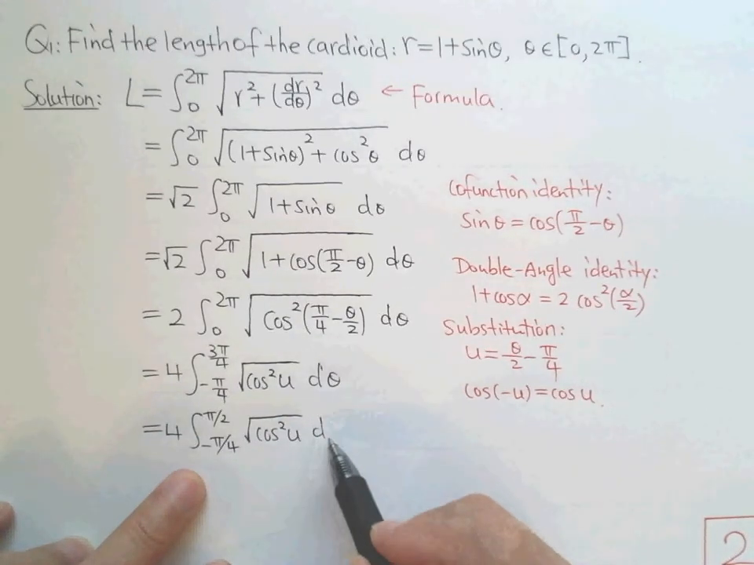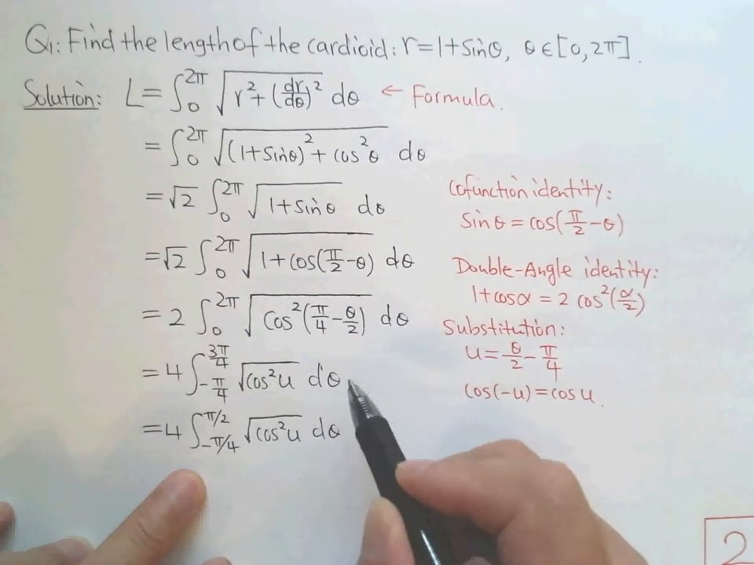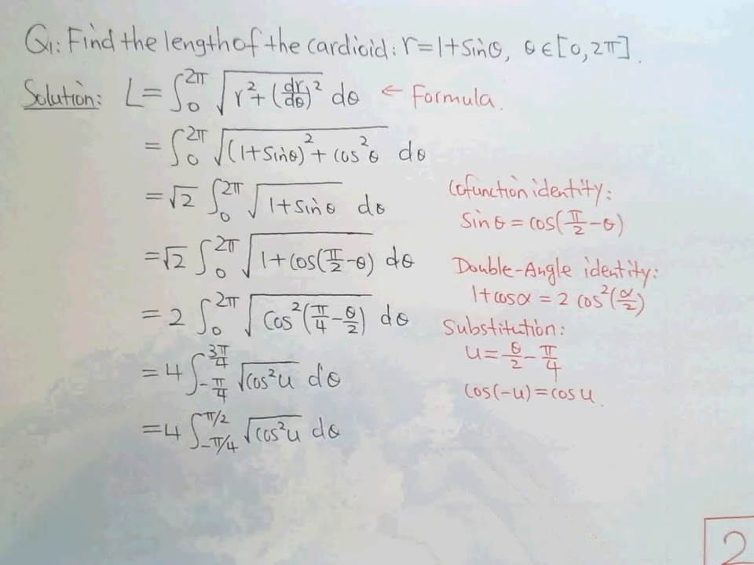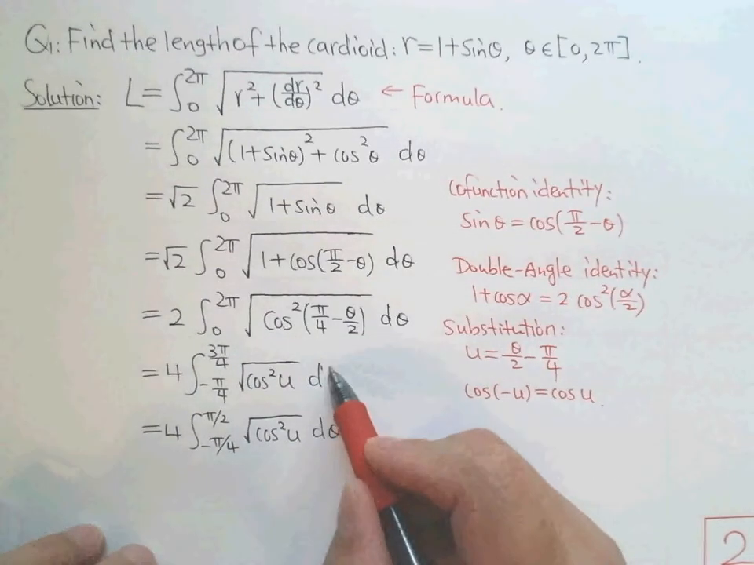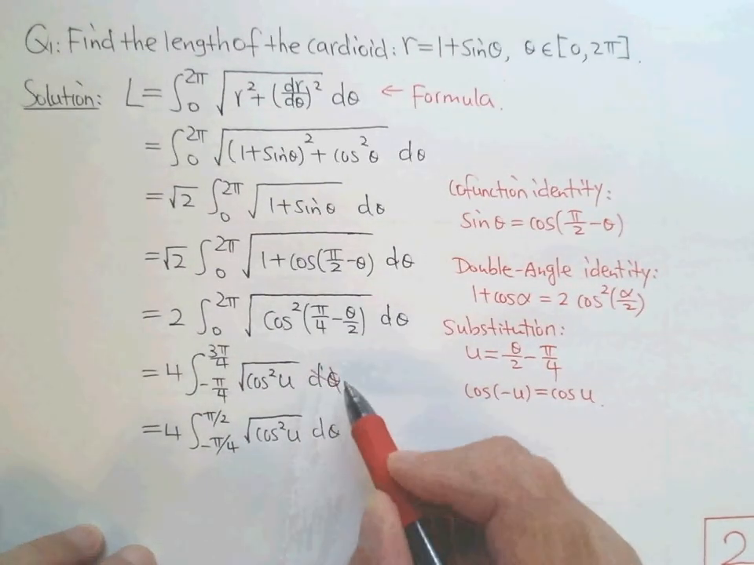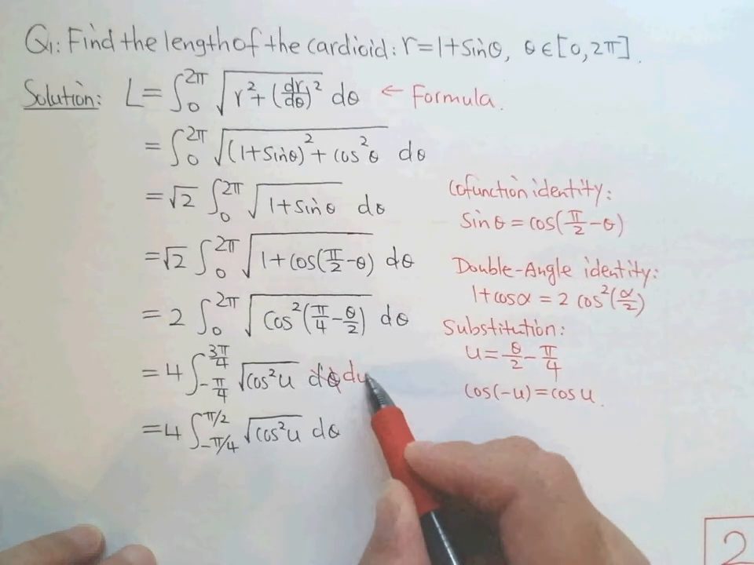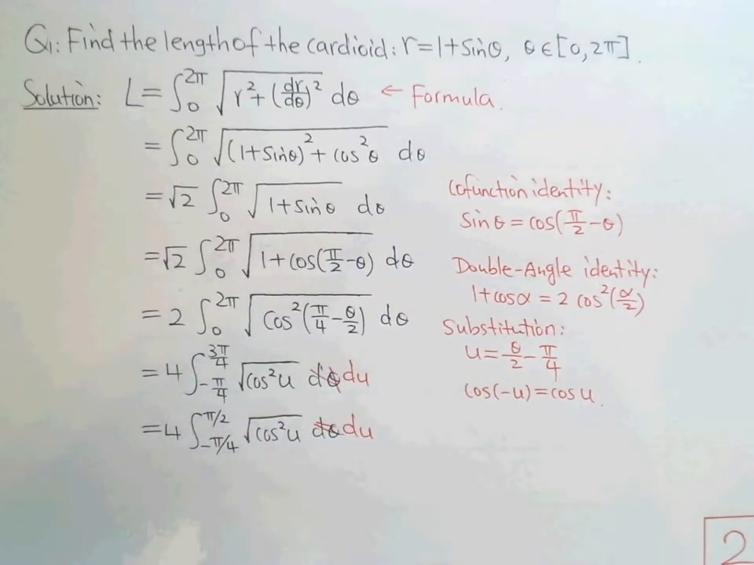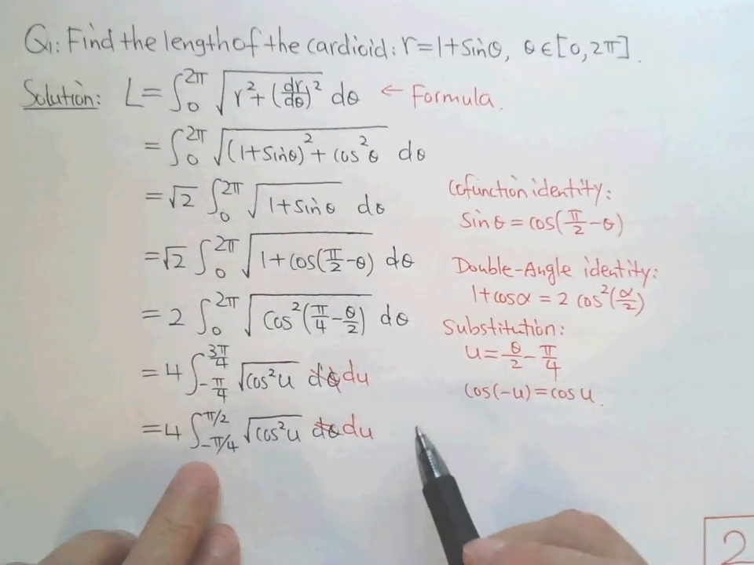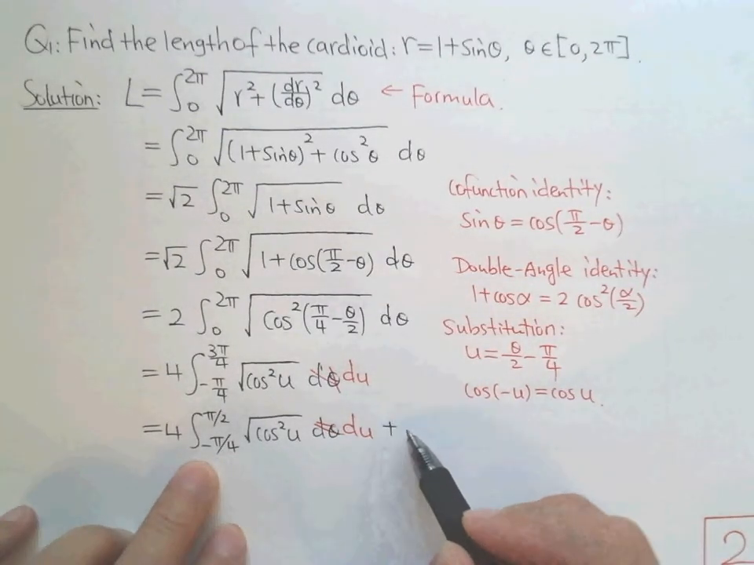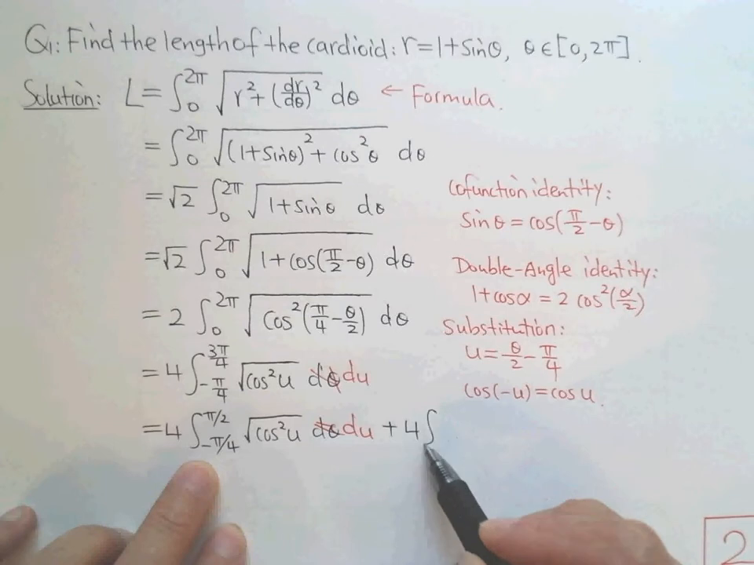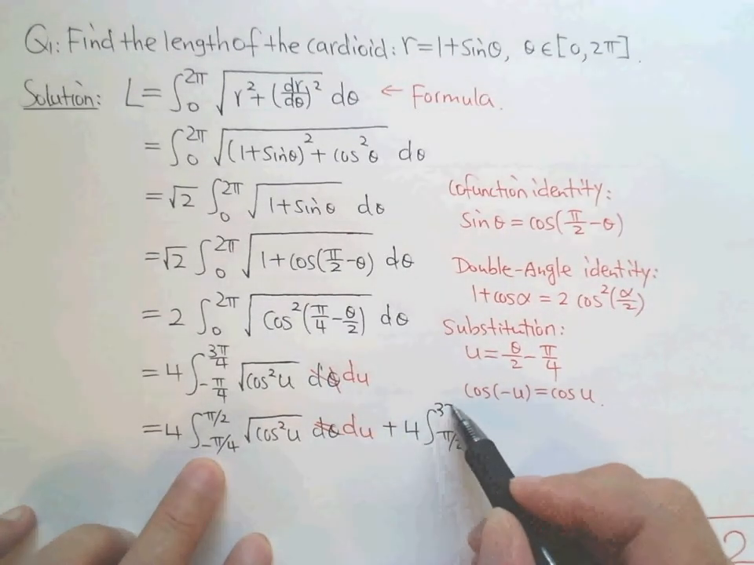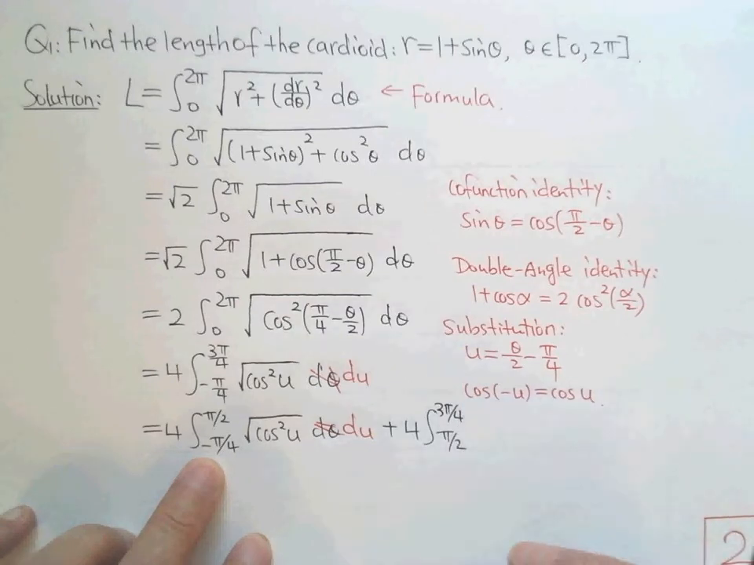And then, no, this is the u, right? So I'll have to change. This is now no longer theta, it is du. Okay, you know this is du. This is the first part. The second part is this. Don't miss the 4. And the second part is pi over 2 to 3 pi over 4.